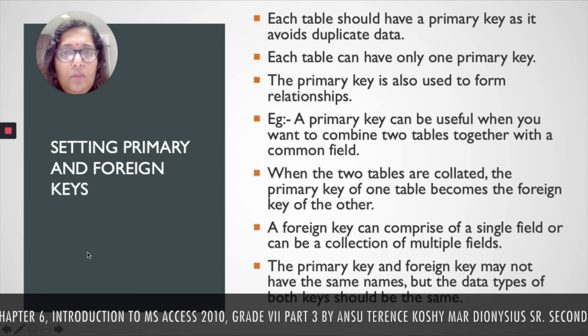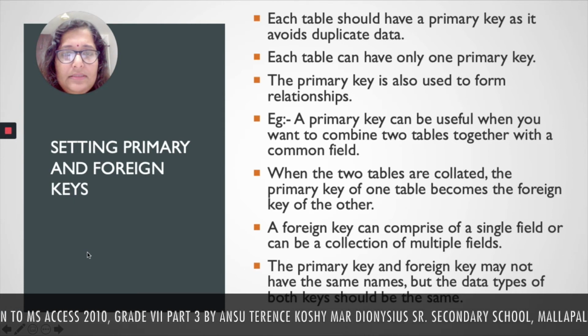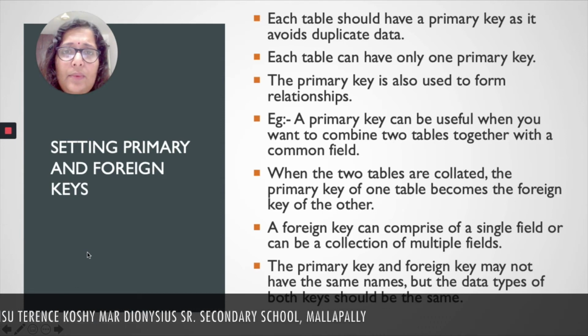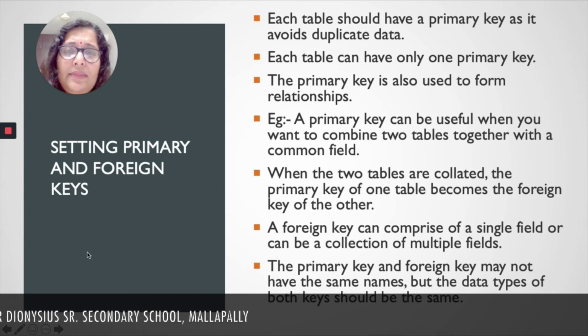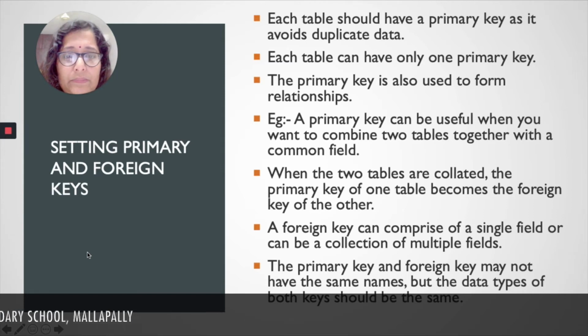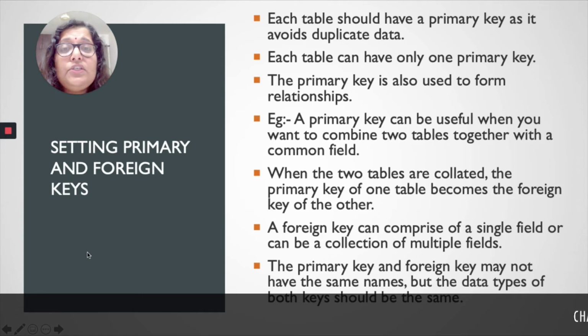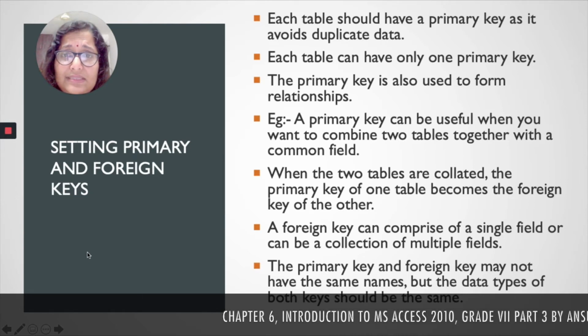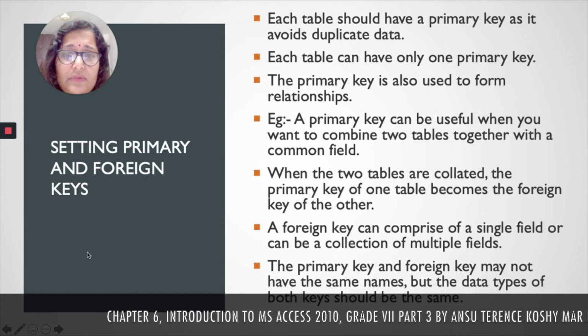When you're joining one table to another table, the first table which is joining will have a key as the primary key, and when it is joined to the next table, that becomes a foreign key. A foreign key can comprise a single field or a combination of multiple fields.